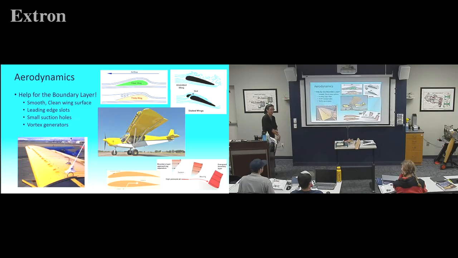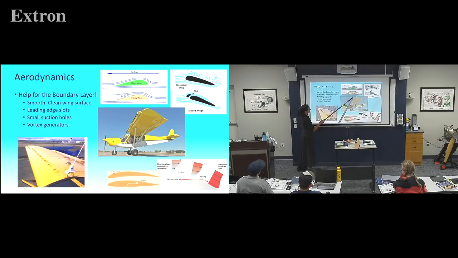So, ways to help the boundary layer. First of all, a very simple thing that every one of you can always do is keep the wing clean and smooth, which you'll do if you ever have to do repair. You're making sure you have a smooth, flush repair. A clean wing versus even frost can be really bad, because now it's making the air go all bouncy, turbulent. But other things we can do is leading edge slots.